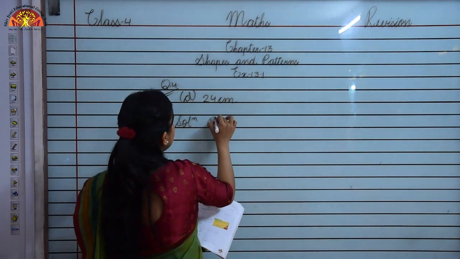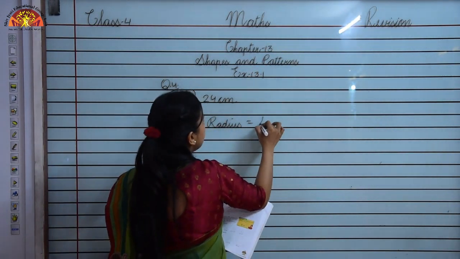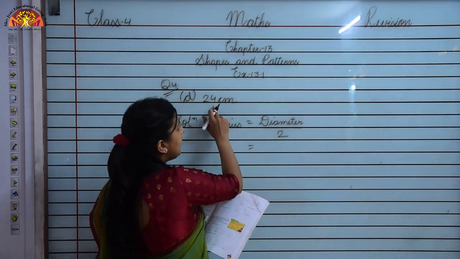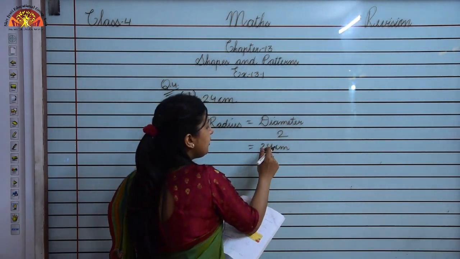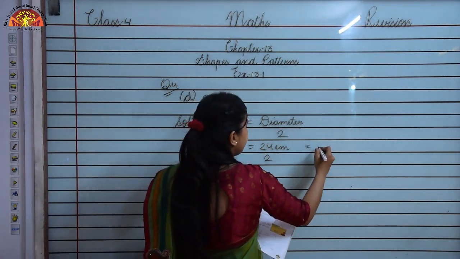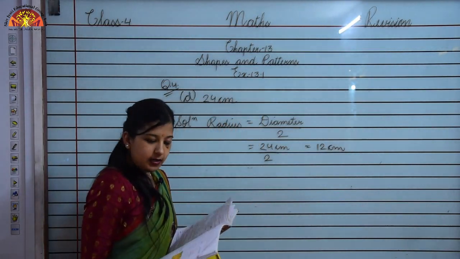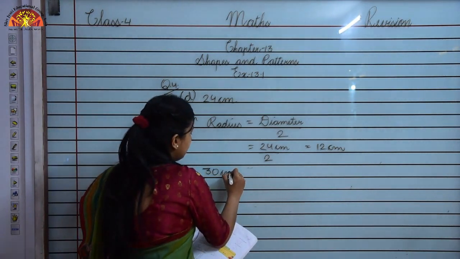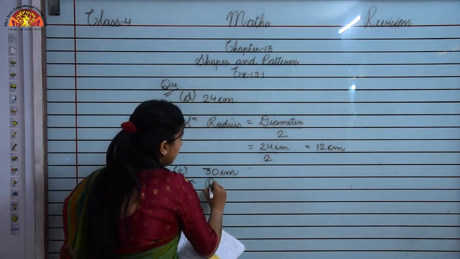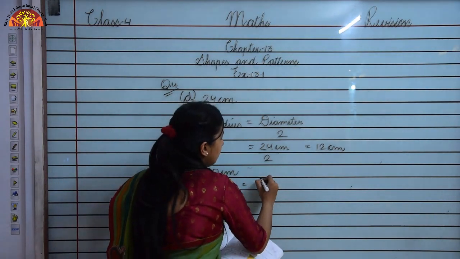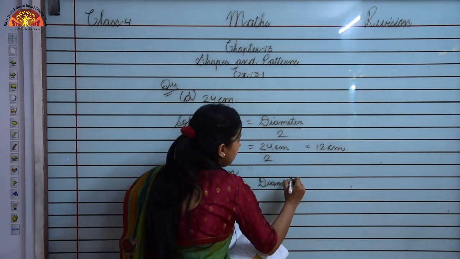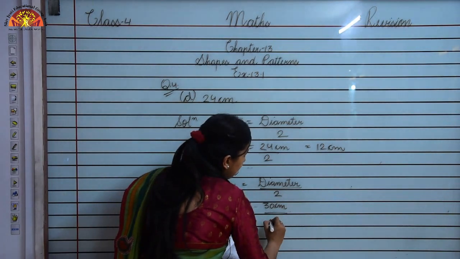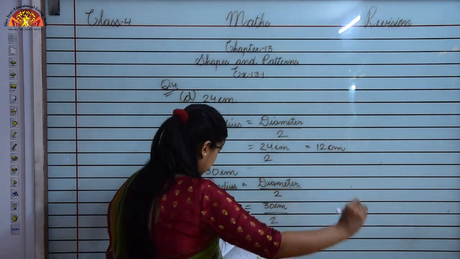As you know, radius of the circle is half of the diameter. Radius equals diameter upon 2. Here diameter is 24 centimeter. So we will divide 24 by 2. So it comes 12 centimeter. Now we will do E part of this question. E part is 30 centimeter. Again radius equals diameter upon 2. Here diameter is 30 centimeter. So 30 centimeter divided by 2 equals 15 centimeter.